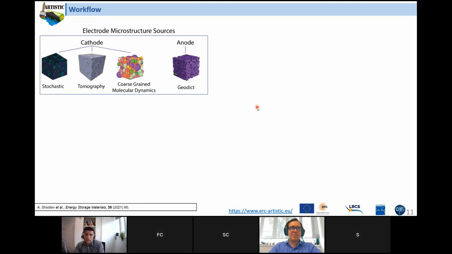or we can go through different electrode structures. So when we have 3D electrodes and we're already at the 3D level, of course, we first went to check the different mesostructures or microstructures for these electrodes. As a source of electrodes, we chose them as diverse as we can: coarse-grained molecular dynamics, electrodes obtained by tomography, and we can generate stochastic electrodes as well. And we used some applications like GeoDict to diversely get different sources of electrodes.